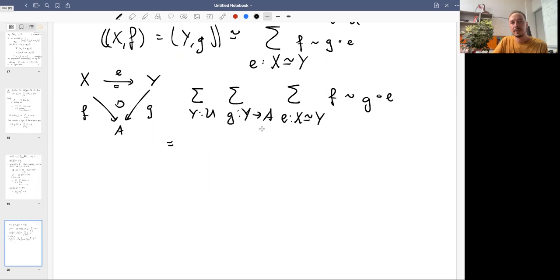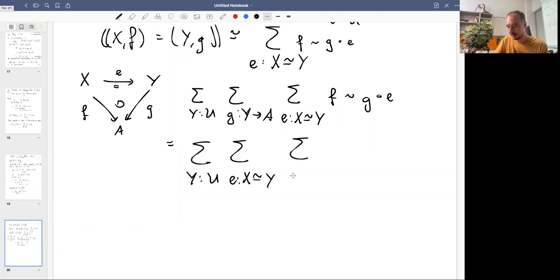So now we notice that we can swap this second sigma and the third sigma. Sigma Y in U, sigma e from X equivalent to Y.